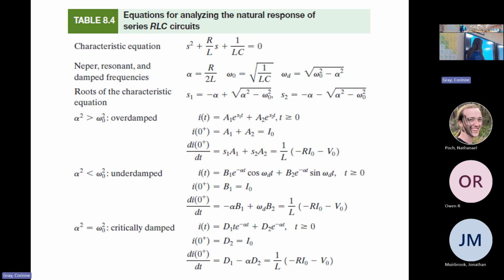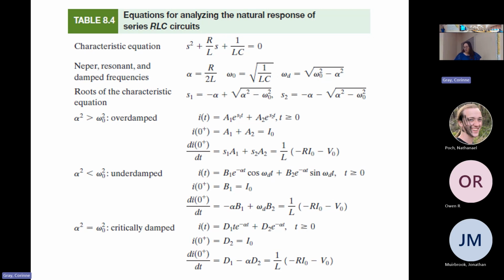We are given the relationship that A1 plus A2 is equal to the initial current for my system. And then we have an equation down here that tells us that the time derivative for our current is equal to S1A1 plus S2A2, which simplifies down to 1 over L times the quantity, minus our initial current minus V naught. So for overdamped, you have to have some information about that initial current value, and then you are able to go through and solve.